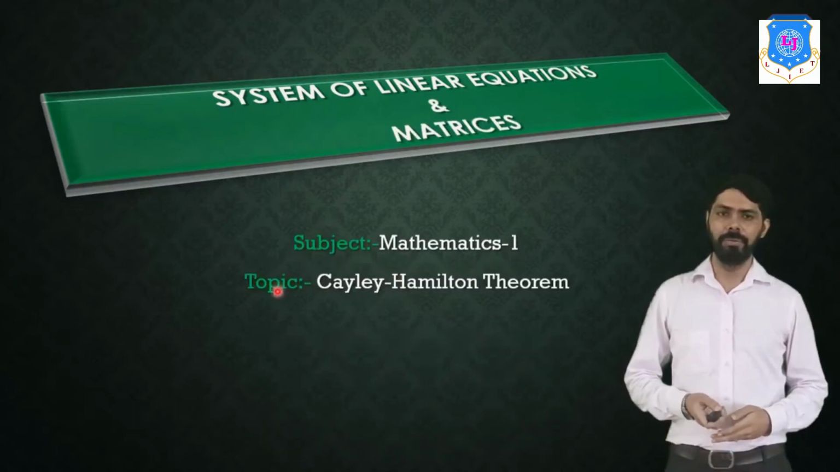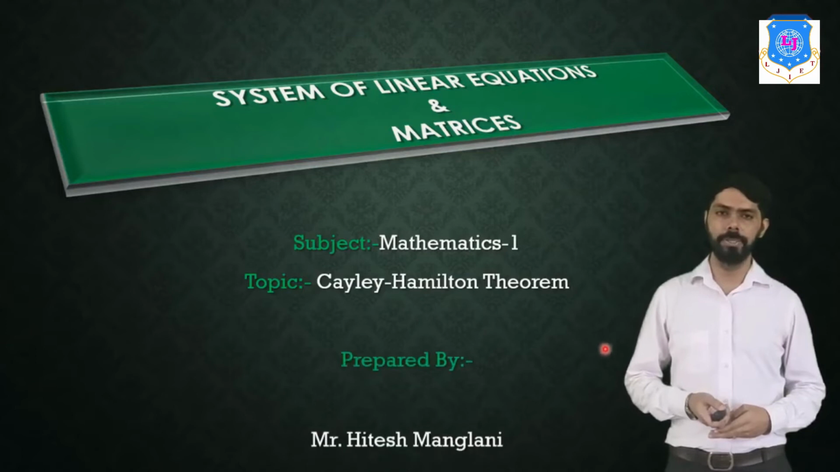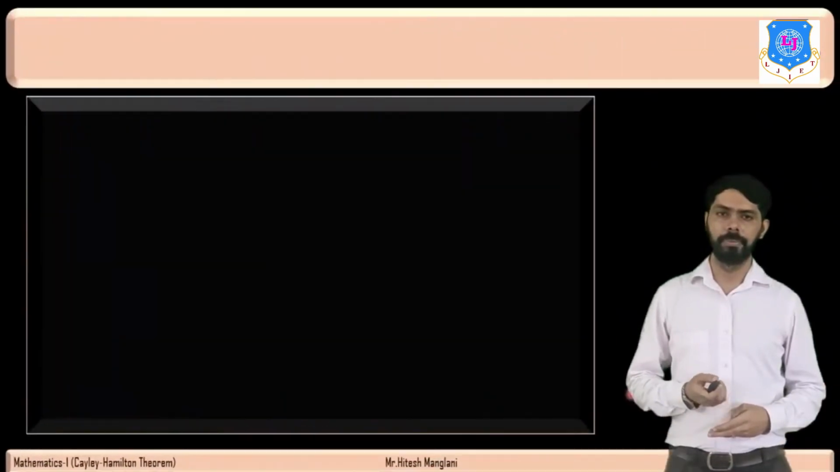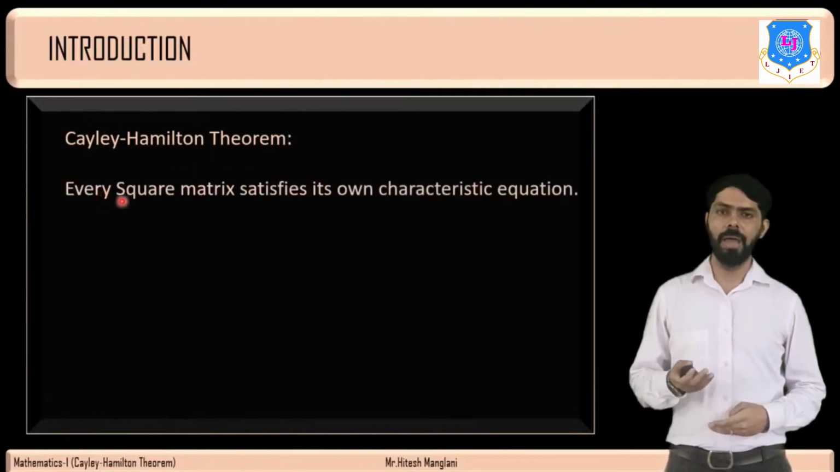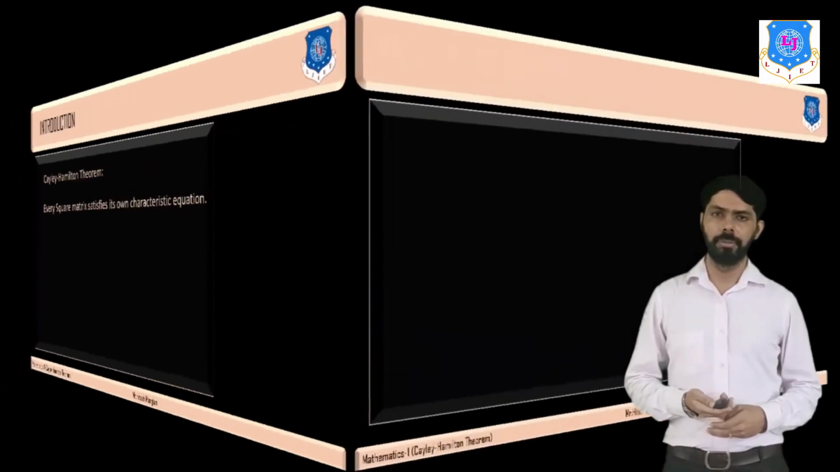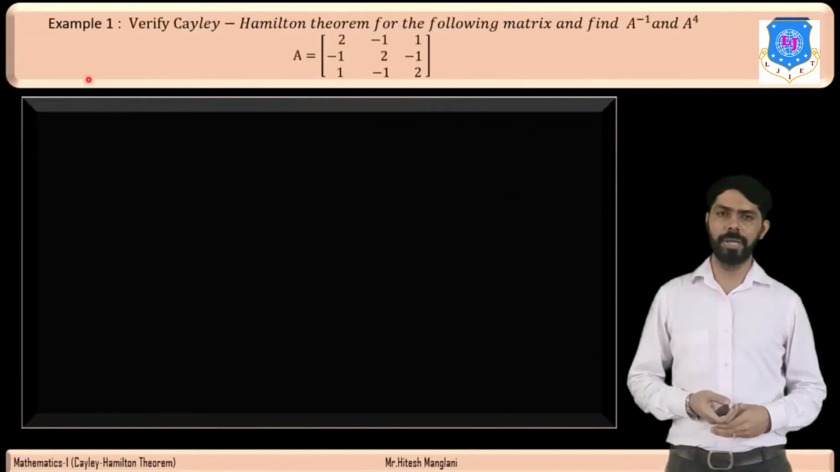Today we will discuss the topic Cayley-Hamilton theorem of the chapter System of Linear Equations and Matrices. The statement of Cayley-Hamilton theorem is: every square matrix satisfies its own characteristic equation. Now we will discuss an example of the Cayley-Hamilton theorem.